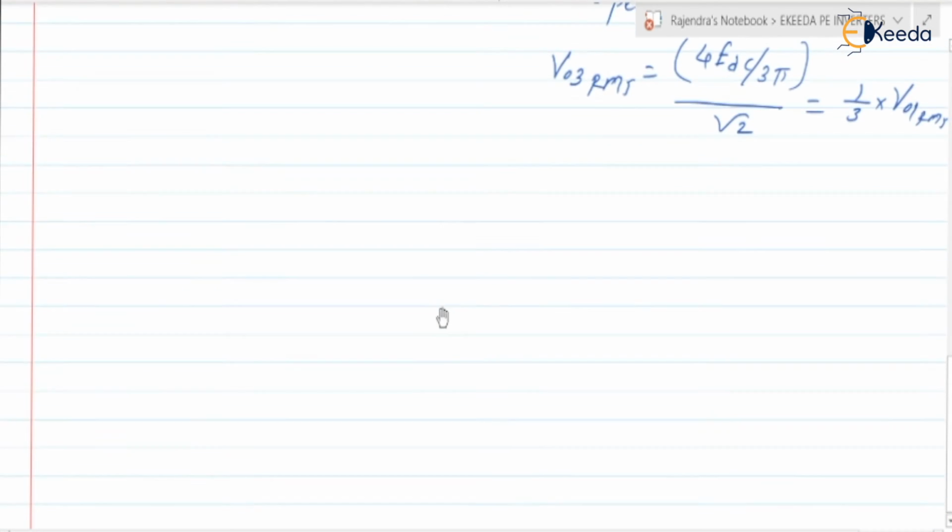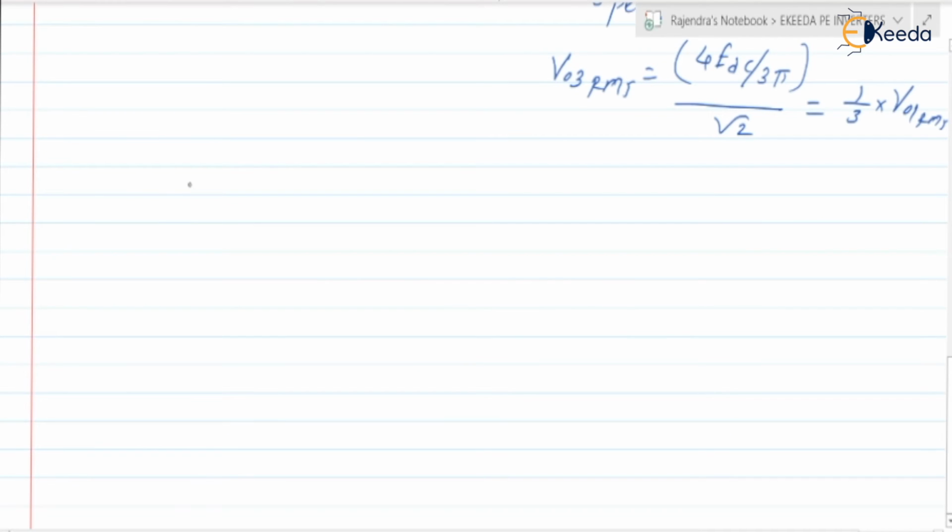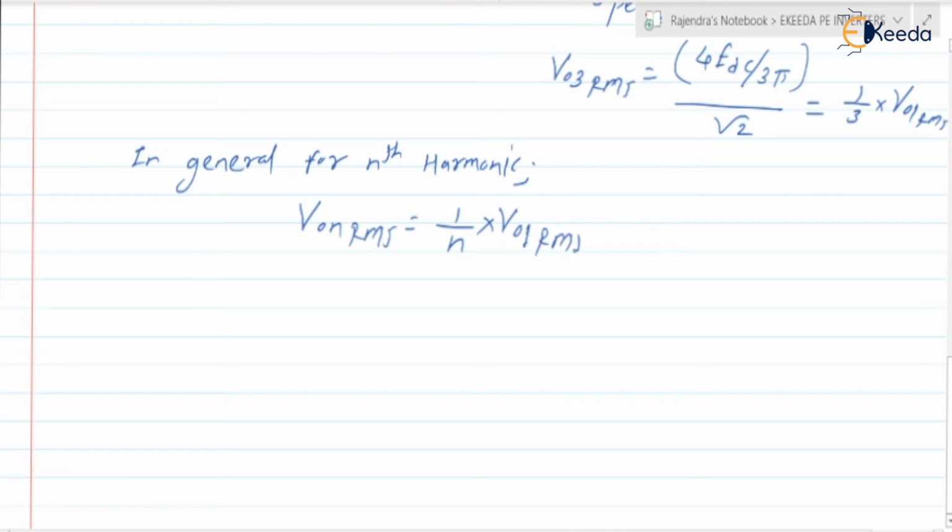Similarly, we can write in general for the nth harmonic: V0n RMS is equal to 1 by n into V01 RMS. So the output voltage of the nth harmonic is 1 by n into the fundamental component output voltage. Is that clear?